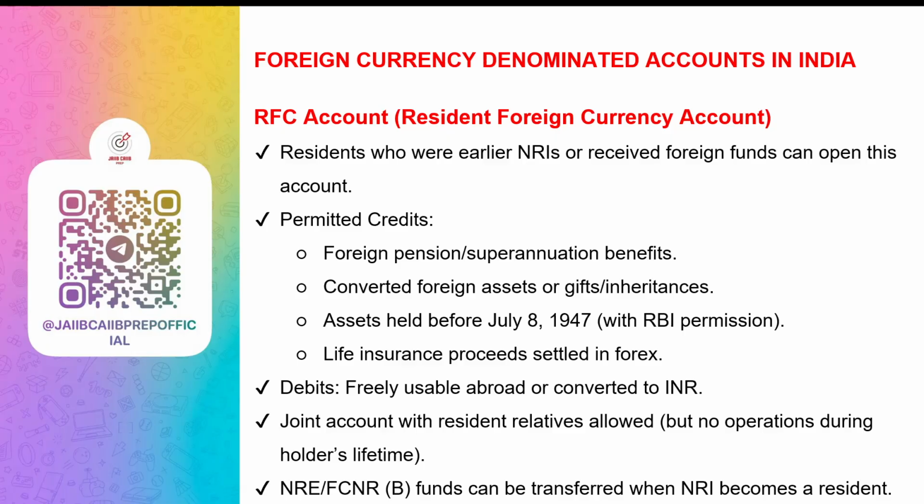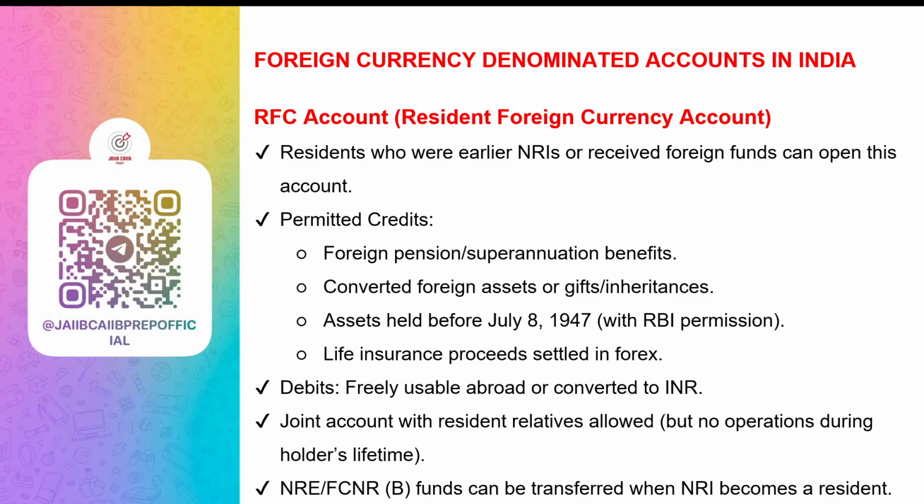What are the permissible credits? So, a person can deposit foreign exchange into an RFC account if he or she has received a pension, retirement benefit, or any other money from a job abroad. If he or she brings money from assets owned as an NRI, or if inherited or received as a gift from someone who lived outside India. If a foreign asset is held before 8th of July 1947 or earned income from them with RBI's permission, then it is permissible to be credited.